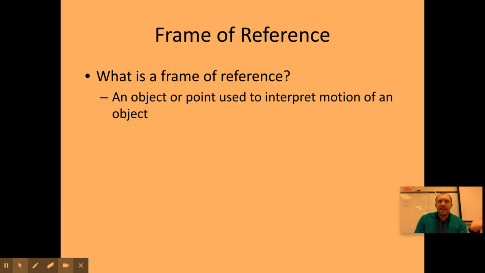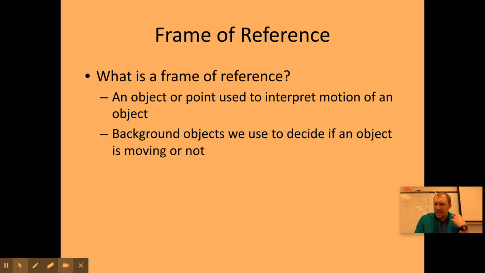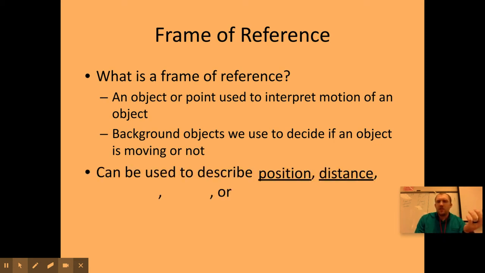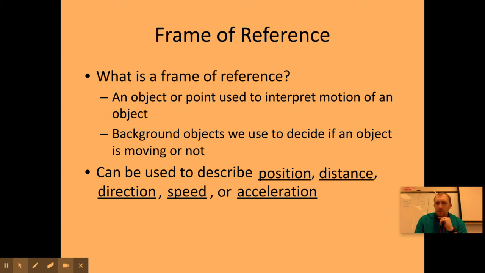Frame of reference is any object or point used to interpret the motion of an object. In our lives, we're naturally inclined to use ourselves as a point of reference, but it can be anything as long as you state what it is or make what it is really obvious. It can also be background objects that we use too, if we're sitting still, stuff like that. And they're just used to describe that motion: position, distance, direction, speed, acceleration.